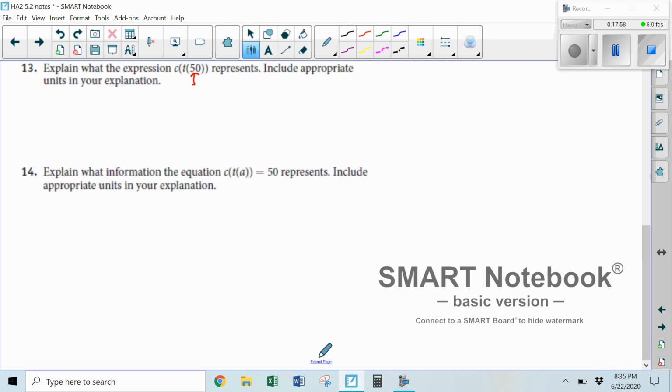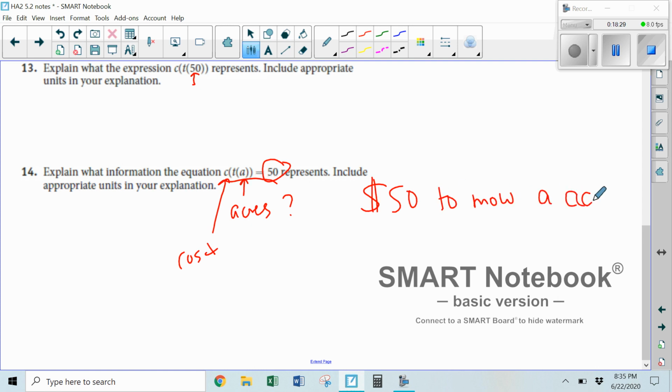You'll notice 14 is a little bit more tricky. What does this represent? C of T of A equals 50. So 50 is my output. Remember, I'm inputting acres, which we don't know how many, and my output is the cost. So we know that is 50. So this represents $50 to mow A acres. We don't know how many.